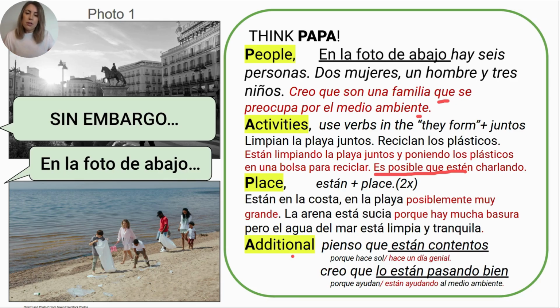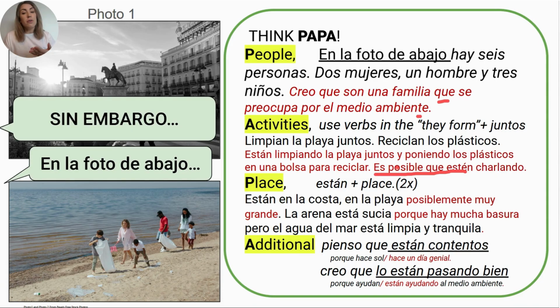Finally, again, the usual. If we say, I think they're happy in the first photo, maybe we use the other alternative here. So either, pienso que están contentos porque hace un día genial. I think they're happy because it's a great day, okay, weather-wise. O creo que lo están pasando bien porque ayudan al medio ambiente, o creo que lo están pasando bien porque están ayudando al medio ambiente.